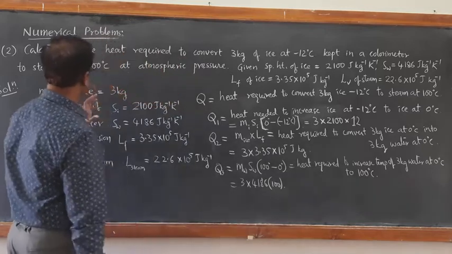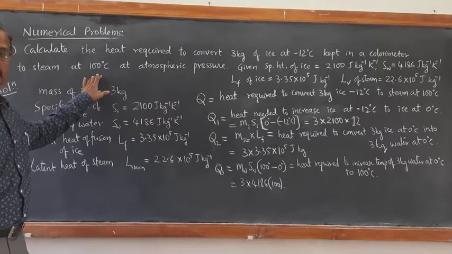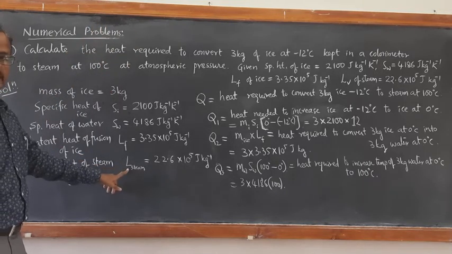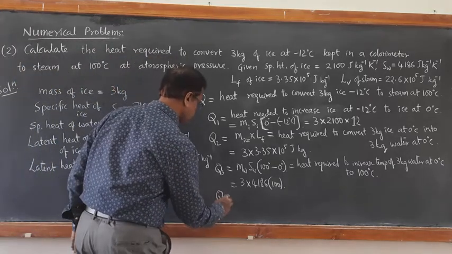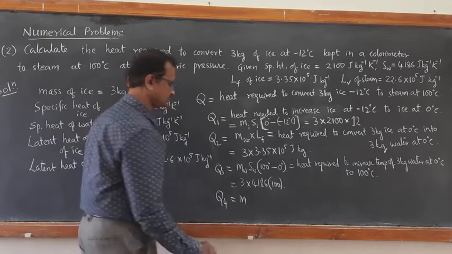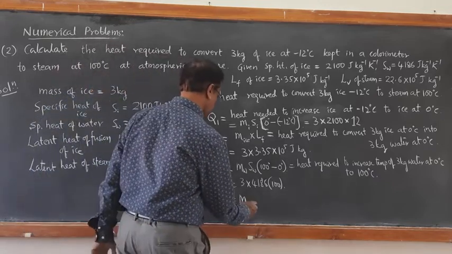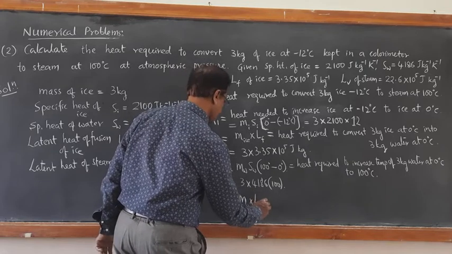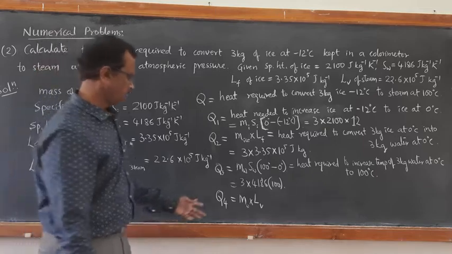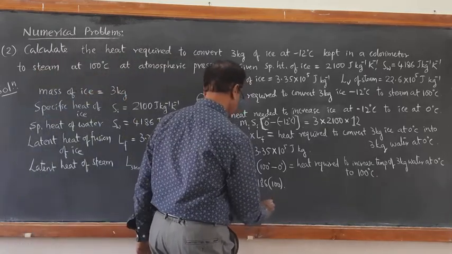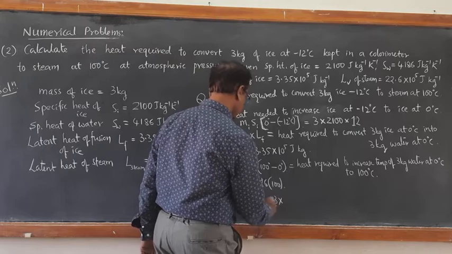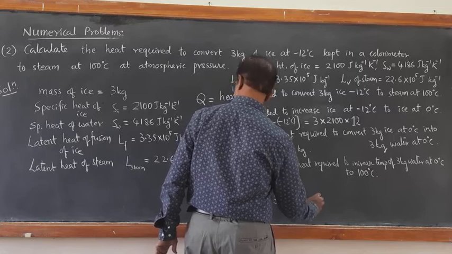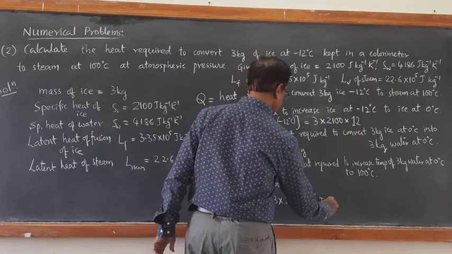Now last step. Water is there, now boiling water is there at 100 degrees Celsius. It needs to be converted into steam at 100 degrees Celsius. We have to consider latent heat of steam. Q4. Mass of steam into latent heat of steam. Latent heat of steam I will write as latent heat of vaporization, L steam. This is 3 kg into 22.6 into 10 raised to 5 joule per kg.